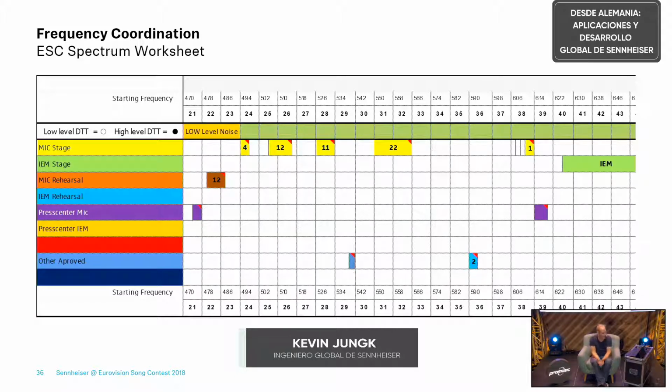And this is basically the main job when we do a show like this. It's the preparation time and then the policing of our coordination.